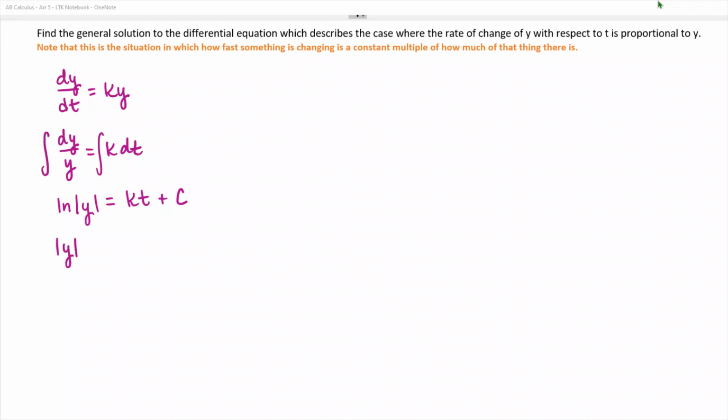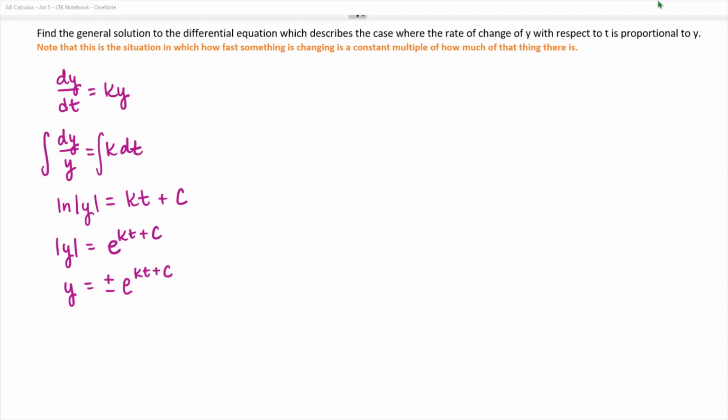So to undo the natural log, we want to use e as a base on both sides, so e to the kt plus c, and if the absolute value of y is equal to that, then y itself must be equal to either plus or minus that. All right, so now we've got it solved for y.